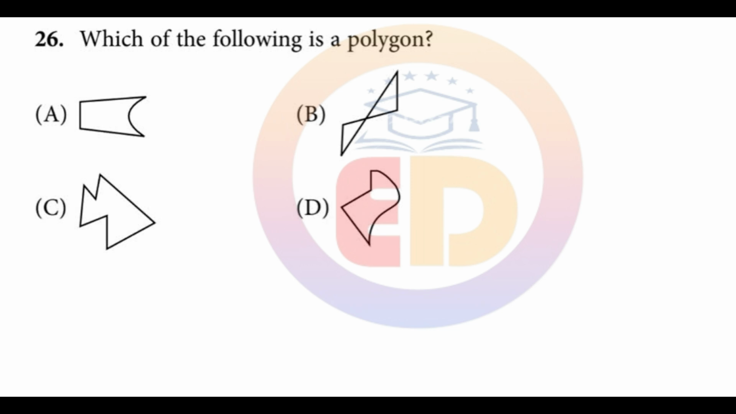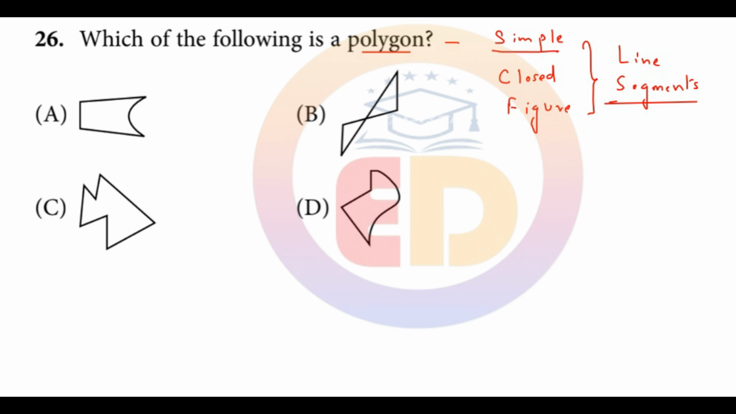Which of the following is a polygon? A polygon is a simple closed figure, and this simple closed figure is completely made up of line segments. Now here the term simple means that the line segments should not cross each other. If you look at option A, there is a curve here. This cannot be a polygon. If you look at option B, it is not simple, since the line segments are crossing each other.